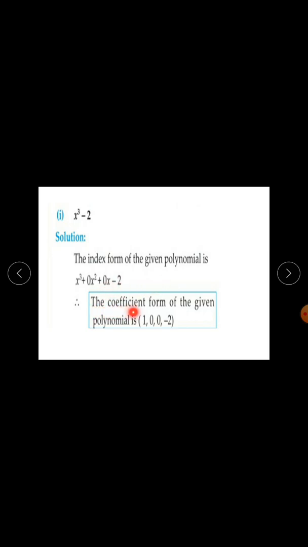Now the coefficient form of the given polynomial is, now write all the coefficients. Here for x cube coefficient is 1, write here 1. For x square coefficient is 0, write here 0. For x coefficient is 0, write here 0. And then last term minus 2. So the coefficient form of the given polynomial is 1, 0, 0, minus 2. Write all coefficients in bracket.